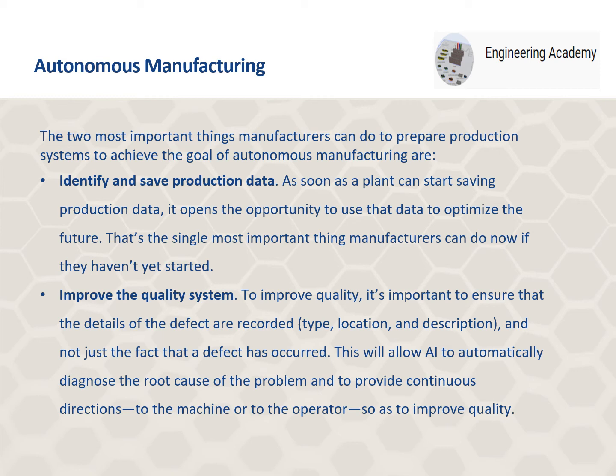And you need to improve the quality system. Improve quality. It's important to ensure that the details of the defects are recorded. So if something's going through production and there's a problem with it, why is the problem? What is the problem? Can you get back to where it was originally made and solve the problem?